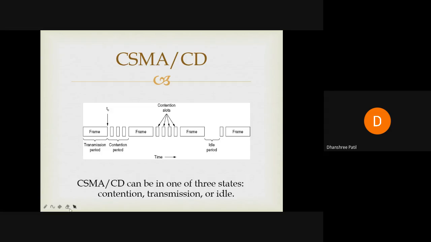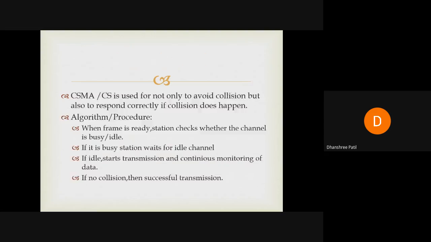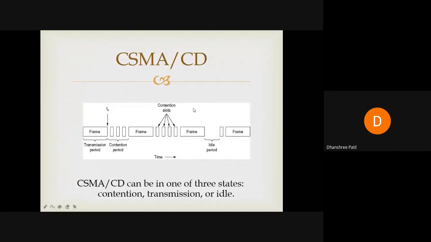So obviously, no collision will occur if only one station wants to communicate and it acquires the medium, and obviously in the contention period the collision will not occur. Remember these three stages. If a question is asked on CSMA CD, you need to define all these things along with this particular diagram.